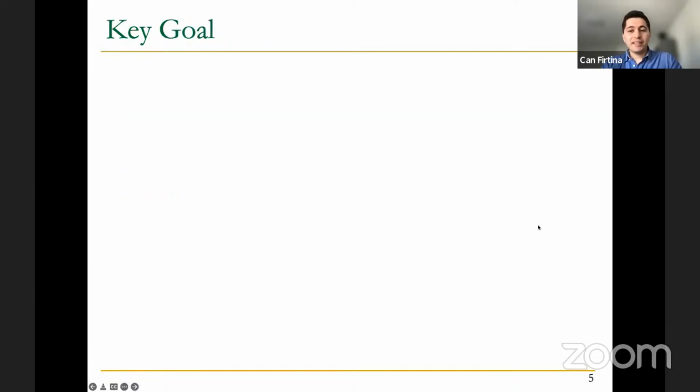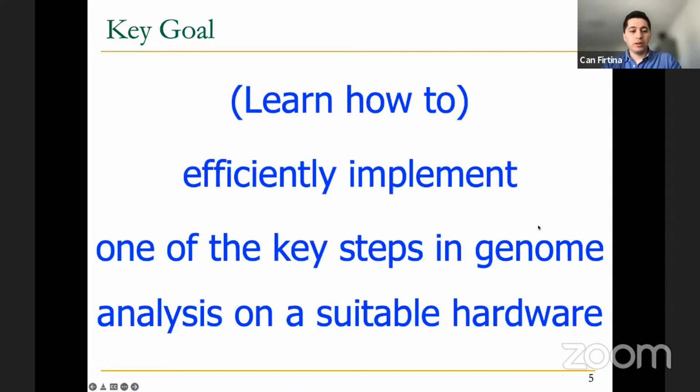So what is the key goal of this course, right? The key goal is basically you're going to learn how to efficiently implement one of the key steps in genome analysis on a suitable hardware, right? So this hardware can be anything. It can be processing in memory, it can be GPUs, it can be SIMD processors or anything. So this is really up to your imagination.